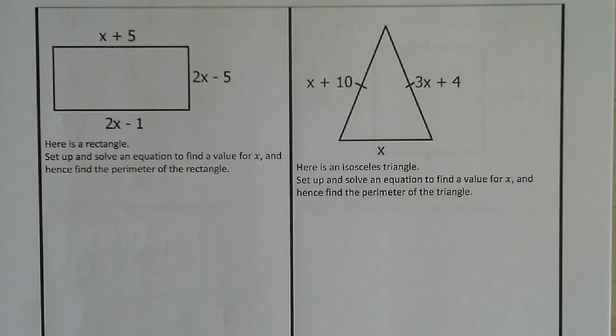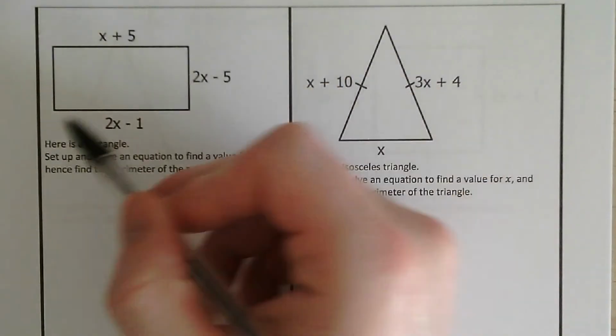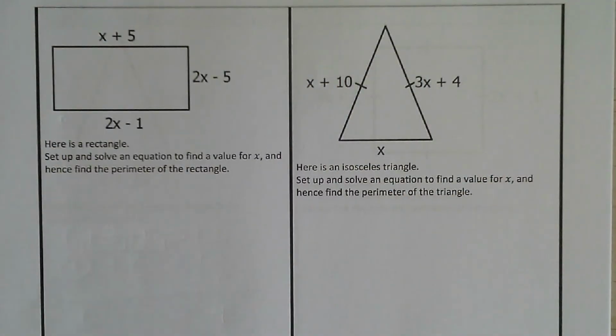In our next example we have a rectangle and we need to set up and solve an equation to find x and then find the perimeter. Here we can't just add up all of the sides of the rectangle because we're not told the perimeter that it should be equal to. So instead we need to do something different.